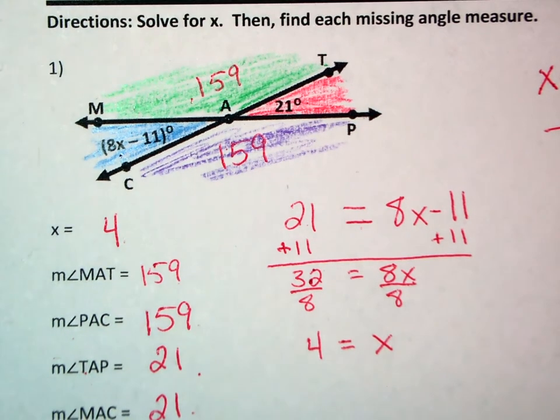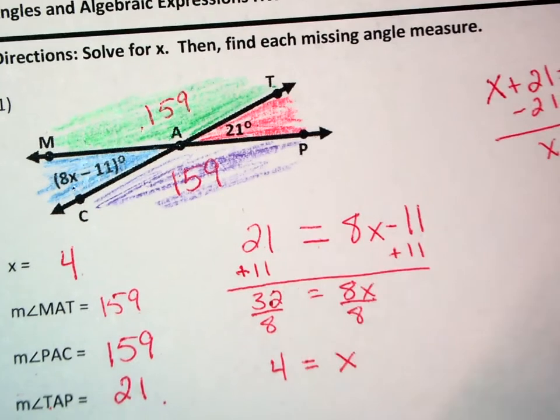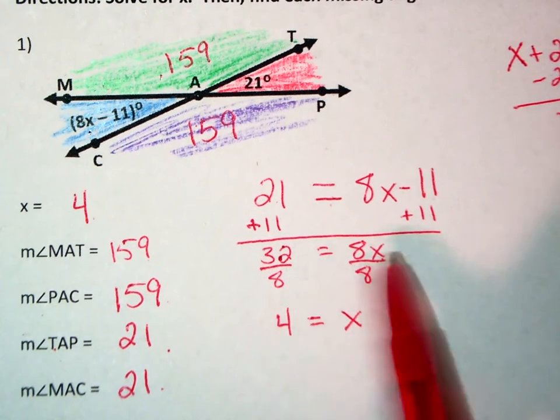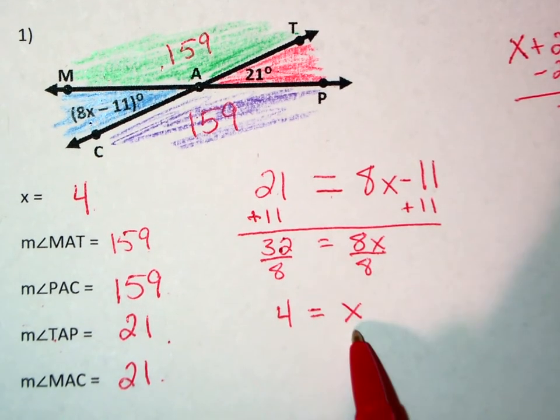Now we're simply solving a two-step equation. Add 11 to both sides. So 32 equals 8x, and divide by 8. So my value of x would equal 4.